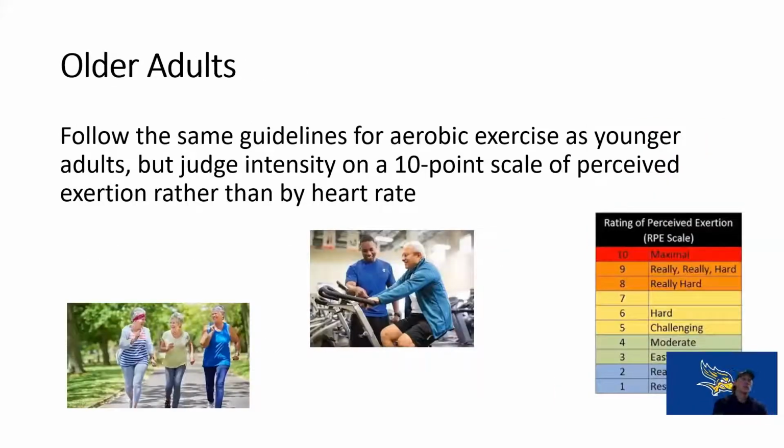All right, for older adults, the same guidelines as younger adults are fine, but we want to look at more of an RPE scale rather than heart rate. So trying to get them to where it is moderate, challenging, hard. That's where we want to stick to, kind of that yellow zone.